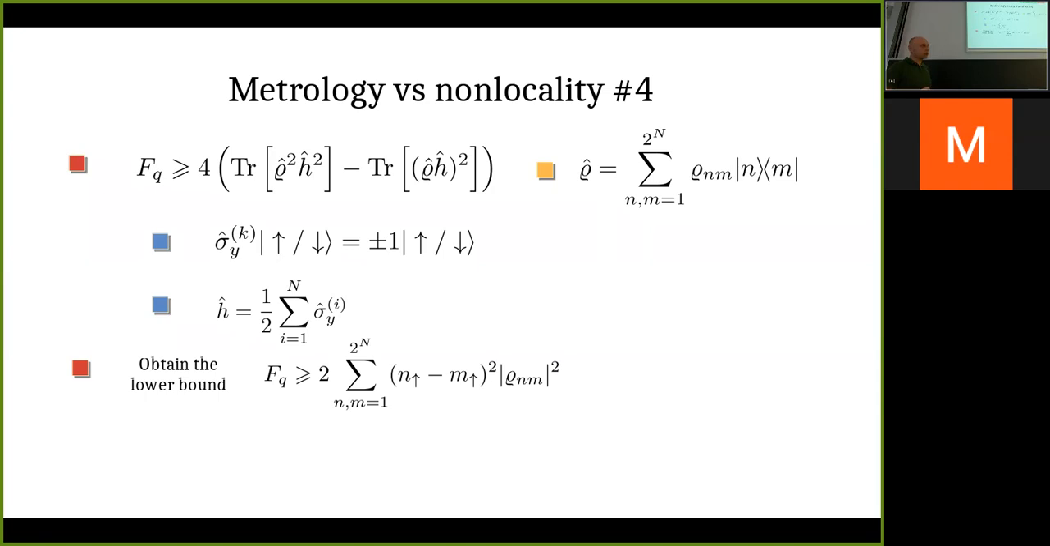N up and M up is the number of up spins in rho in N or in M. So you take N, let's say this is 15 spins up, 17 down. In the Y basis, or in any basis you want. And rho nm is the matrix element of your density matrix.